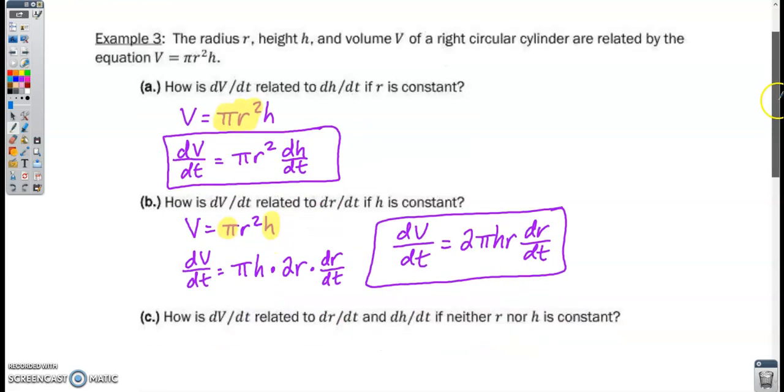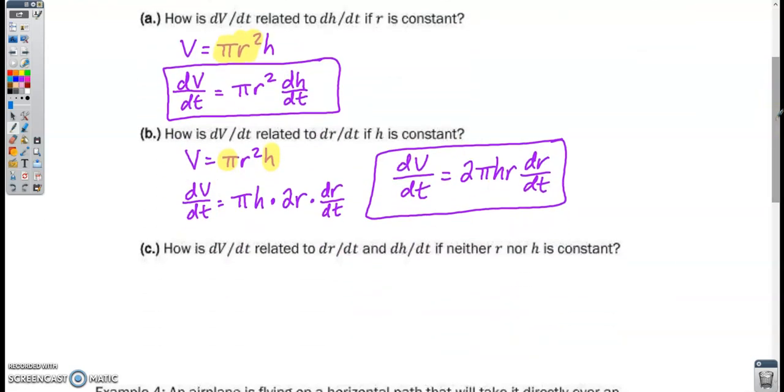Oh boy, part C. How is dV/dt related to dr/dt and dh/dt if neither r nor h is constant? So we've got volume equals pi r squared h. So what's constant? Just the pi. So we're going to take the derivative of this with respect to time, gives us dV/dt equals pi times, and now I'm going to take the derivative of r squared h.